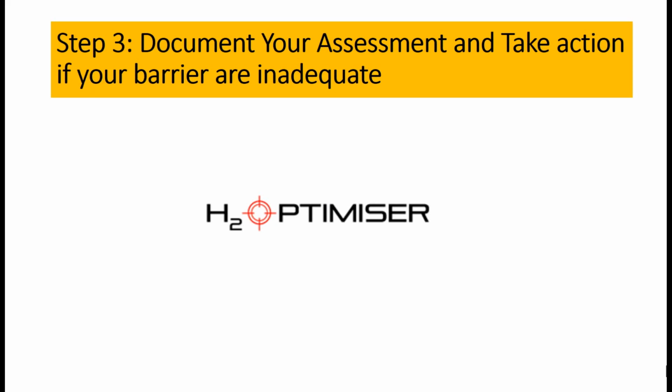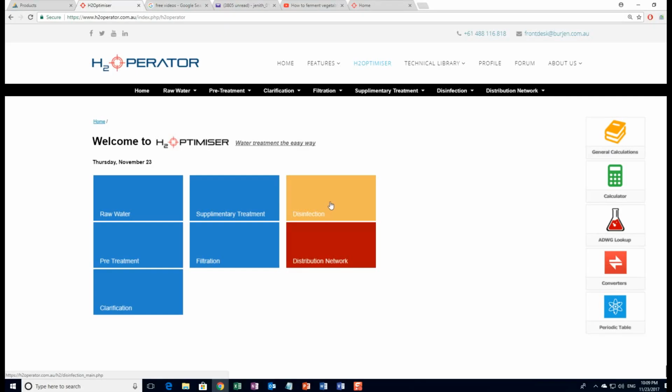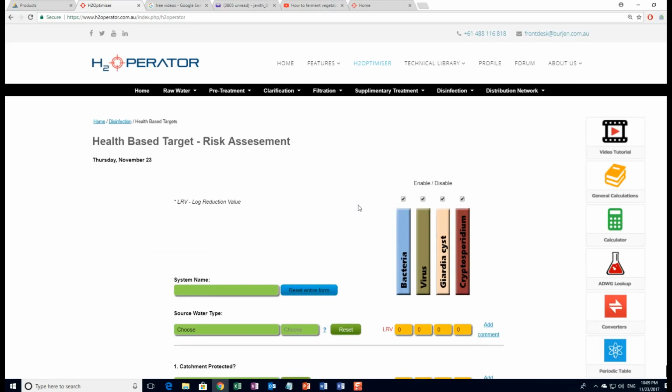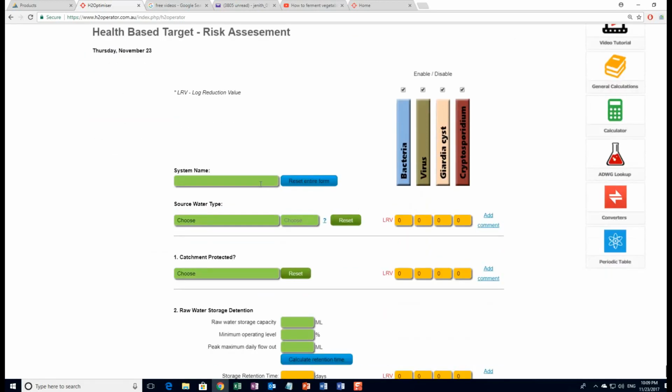So to do this assessment, I'm going to look at the H2 optimizer tool. Okay, so go to disinfection. Note that you have to be logged in to access this. So click on disinfection and then click on health-based target. Okay, so here you enter the name of your system and then go to the source water type.